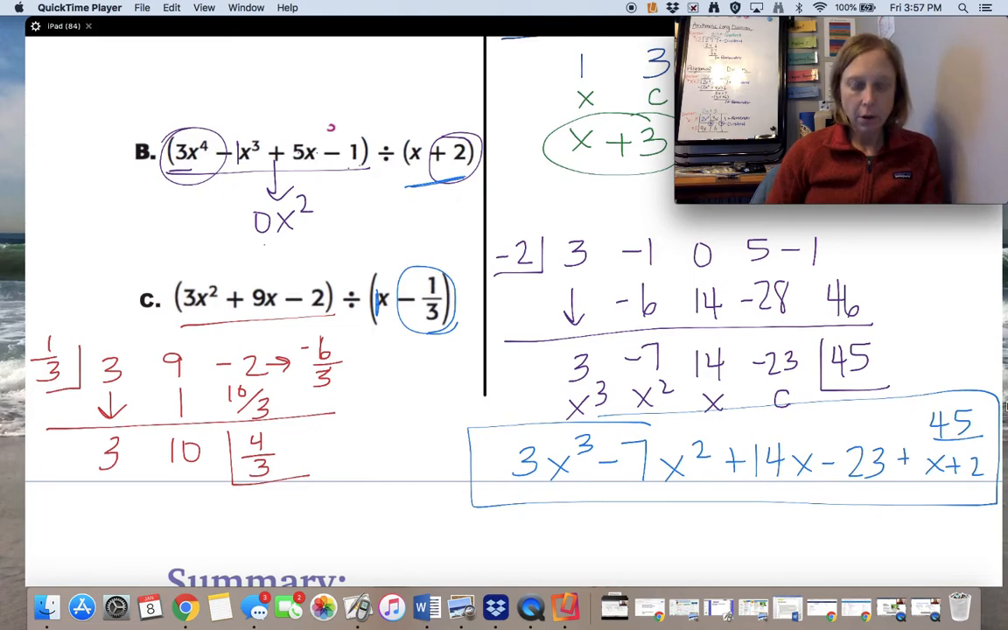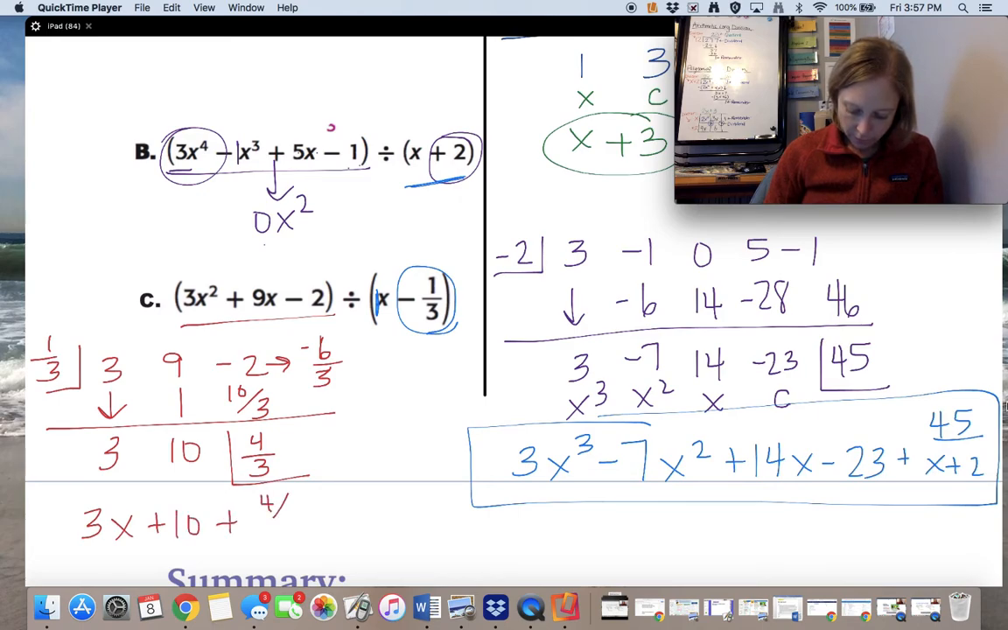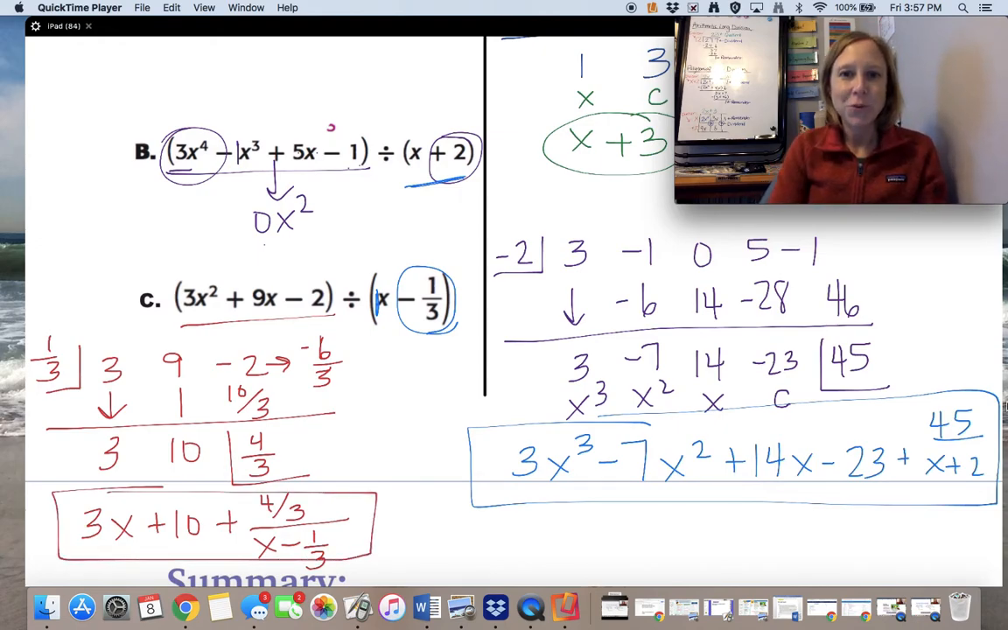And I can now write out my answer as 3x plus 10 plus 4/3 over x minus 1/3. We're going to be able to leave our answer like this for right now, but don't worry. Third quarter, we'll get into simplifying this a little bit nicer so we don't have a fraction and a fraction. So that's something you can look forward to for our second semester.